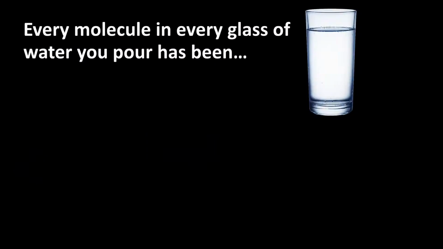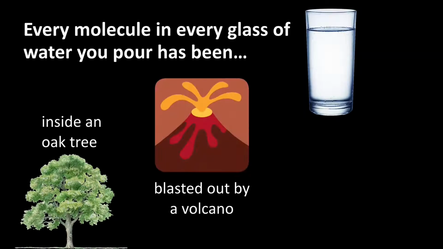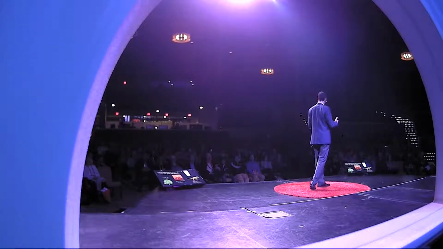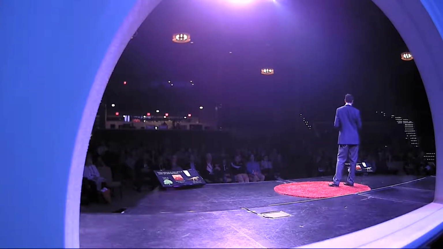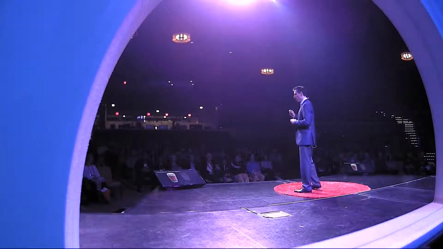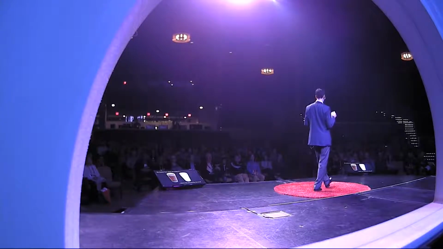When you take a drink of water, every single one of those molecules at some point in its long life has been inside an oak tree or blasted out by a volcano or urinated by a dinosaur. That's true. We're all drinking dinosaur pee. Which sounds gross, but it actually teaches you another important piece of good news about water. And that is that it does not matter how dirty you make water, you can always make it clean again. Whatever ends up in that water can be taken out.